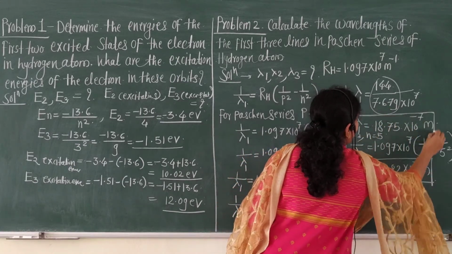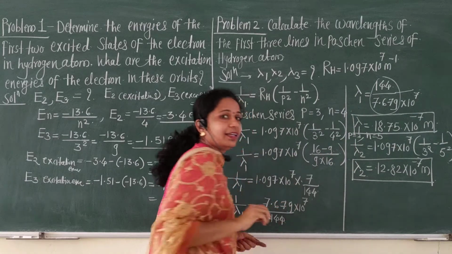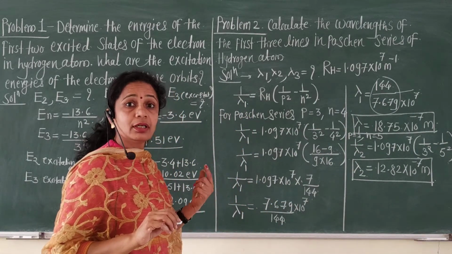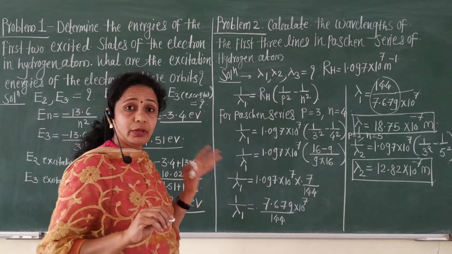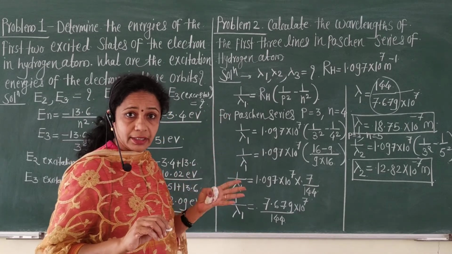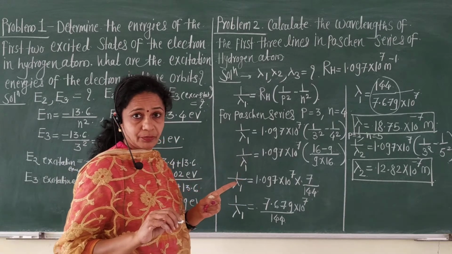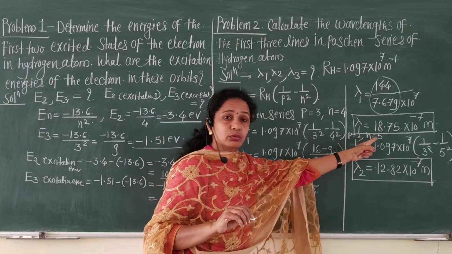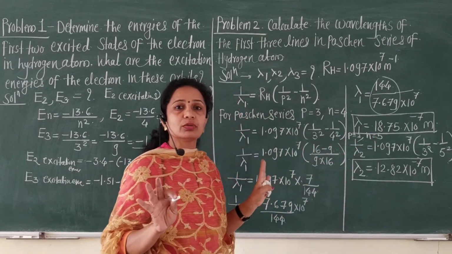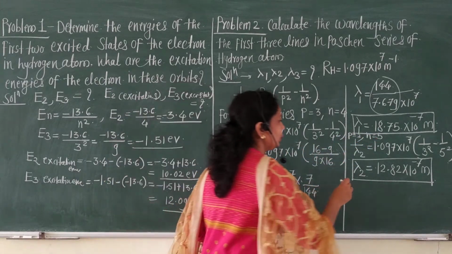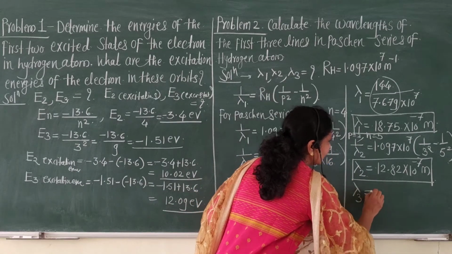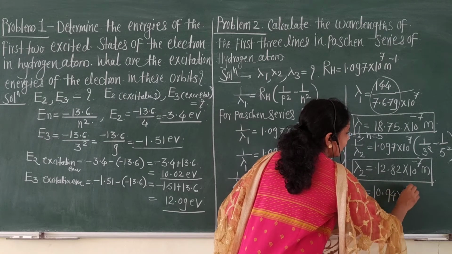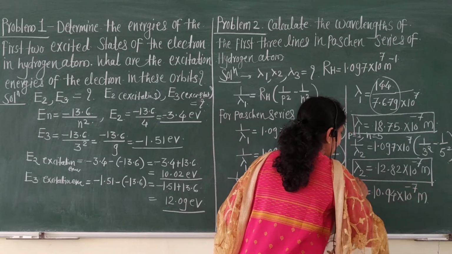This is lambda 1, this is lambda 2. Similarly, you can calculate lambda 3, that is the wavelength of the third line in Paschen series. For the third line in Paschen series, n is equal to 6 and p is equal to 3. Then we get lambda 3 is equal to 10.94 into 10 raised to minus 7 meter.